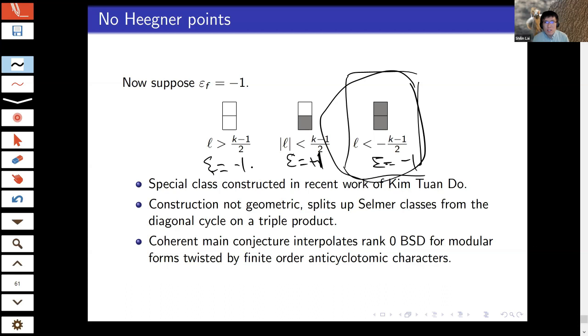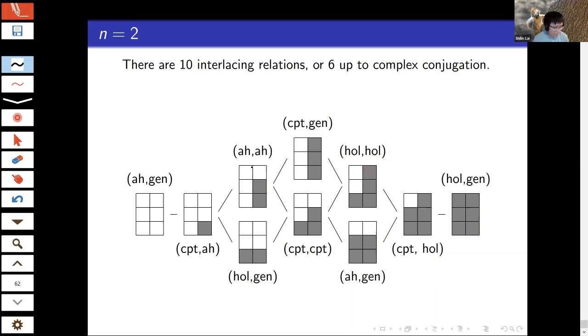Are there any questions about those examples? I just have one more slide left. This is the n equals two case. It's already a mess, so we know very little about this. And I have labeled, for each weight interlacing, exactly which representations it should correspond to.